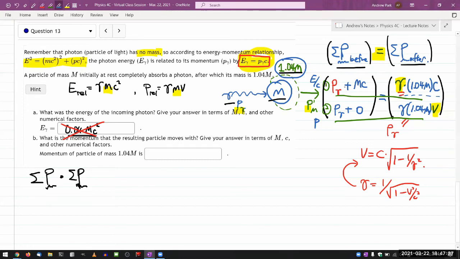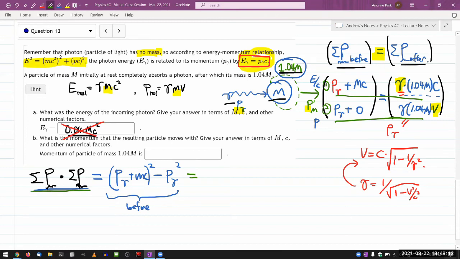So let me write down the expression for this inner product before the collision. That's going to be the time component, p gamma plus mc squared, minus the momentum component, or space component, p gamma squared. So that's the calculation for before. Now, for the calculation of the four momentum after, I could do this calculation using the coordinates that I see here.